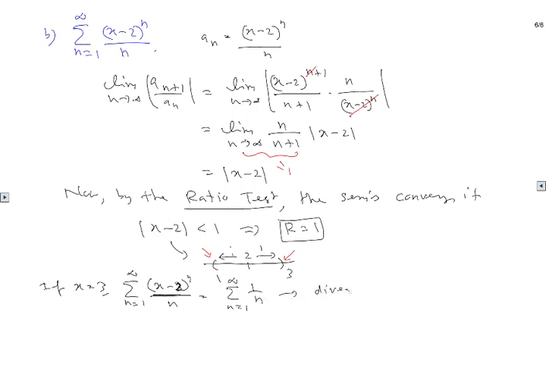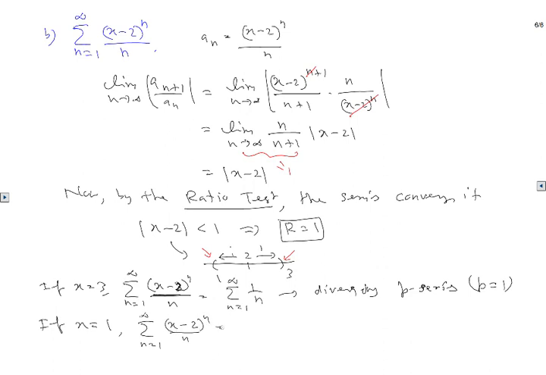It's a diverging p-series because p equals 1. So that means x equals 3 is not a good point, because at that point the series diverges. Now let's do the other one also. If x equals the other corner, what's the other corner? 1.